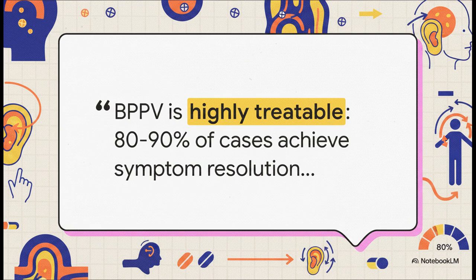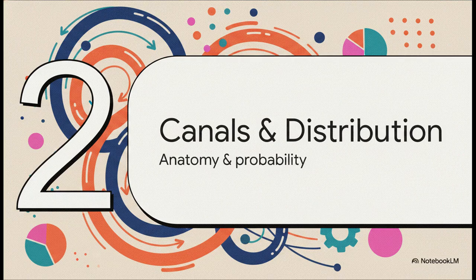But crazy enough, despite being so prevalent and so treatable, it's frequently undertreated. Way too often, patients are just handed suppressive medications instead of getting the curative repositioning therapy they actually need. Let's move right along to section two, three canals and distribution, focusing on anatomy and probability.